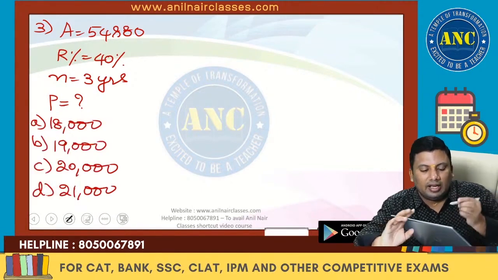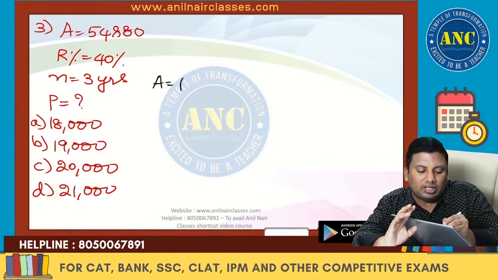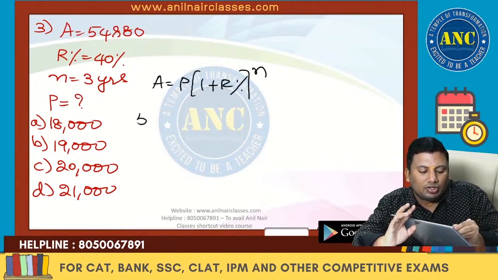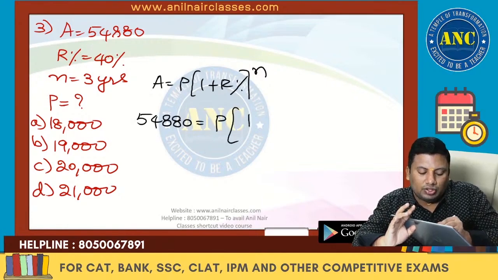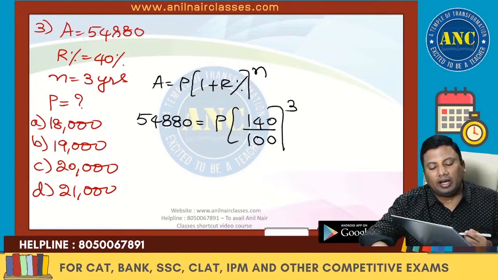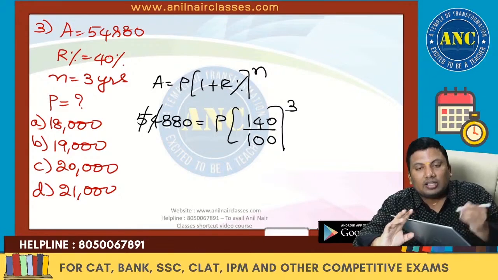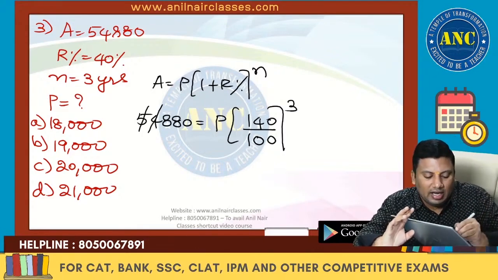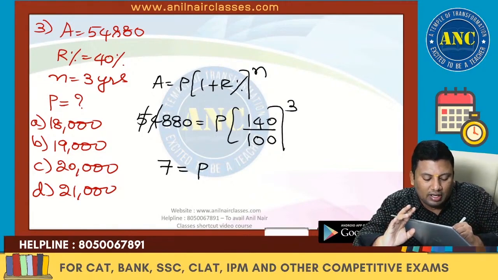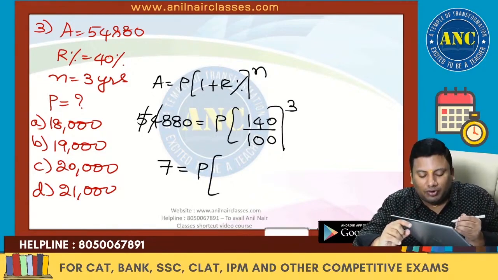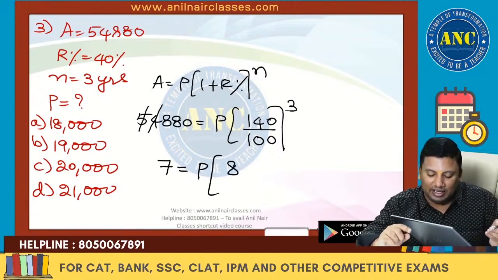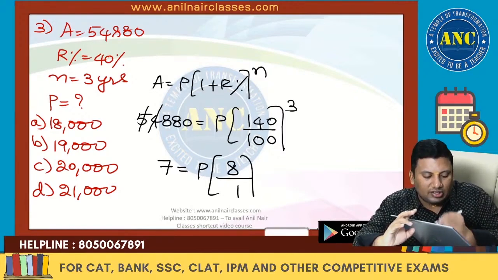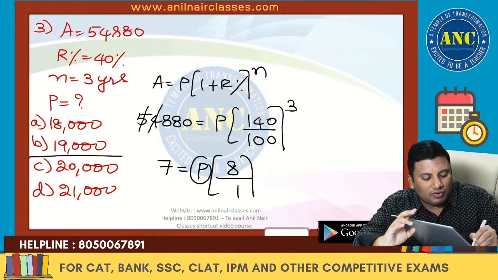Listen carefully here. Amount is P into 1 plus R percentage power N. So 54880 is equivalent to P into 140 by 100 power 3. 5 plus 4, 9. Sum of the digits 9 can be eliminated. 8 plus 8, 16, which is 7. P into 140, 1 plus 4, 5, 5 cube is 125, 8. 100 is 1. Substitute the answer options. 20,000.